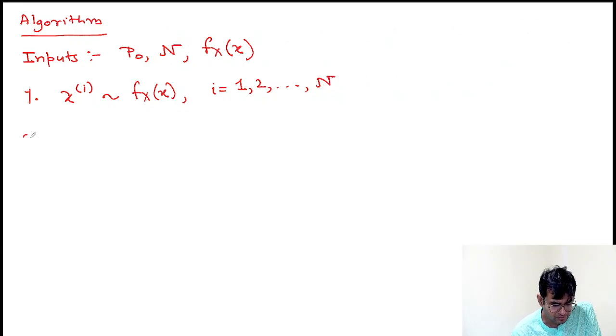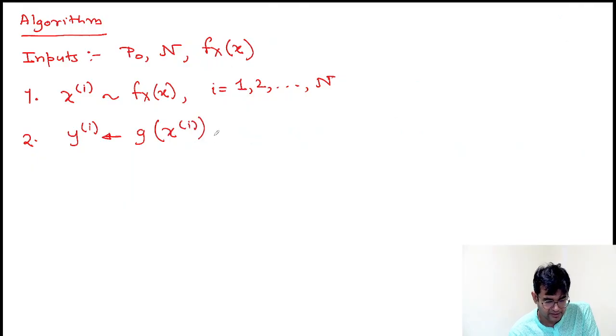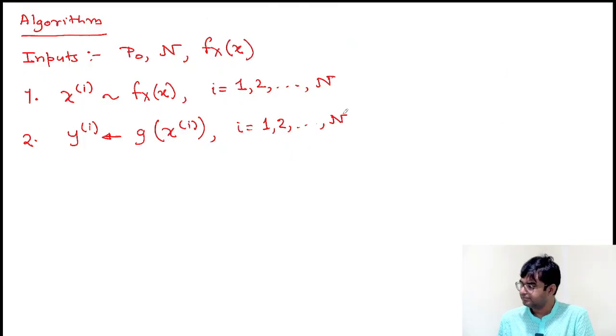What was step 2? You will find out the limit set. yi is equal to g of xi. Again, i goes from 1 to n, right?